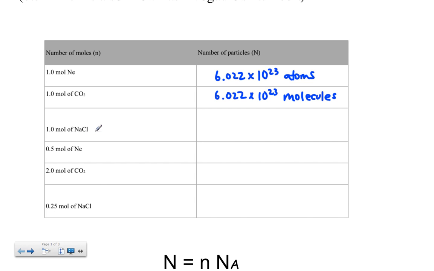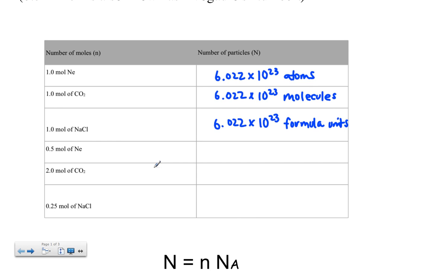If I have an ionic compound, 1 mole of sodium chloride, I still have the same quantity of that sodium chloride, 6.022 times 10 to the 23. But because sodium chloride is ionic and it doesn't exist as molecules, the term that we use to describe it is formula units. Formula units is the equivalent of molecules for ionic compounds. So as we can see, no matter what we're counting, if we have a mole of it, we have 6.022 times 10 to the 23 of it.